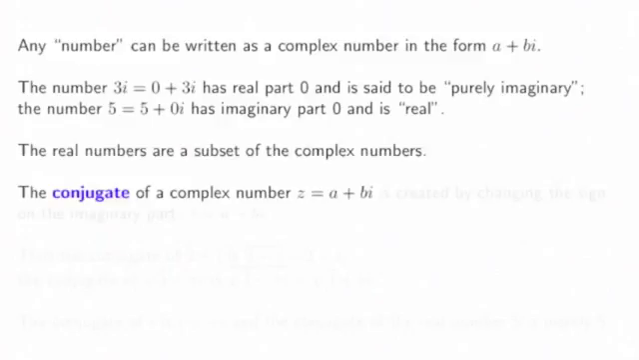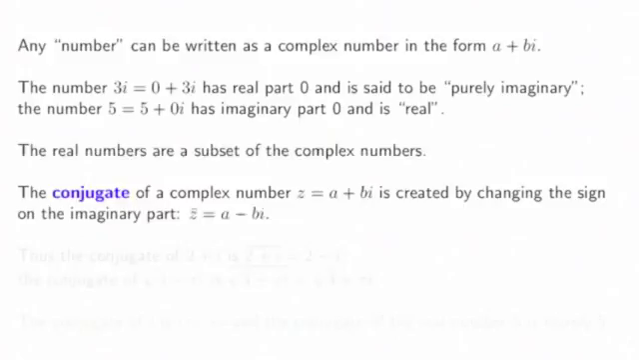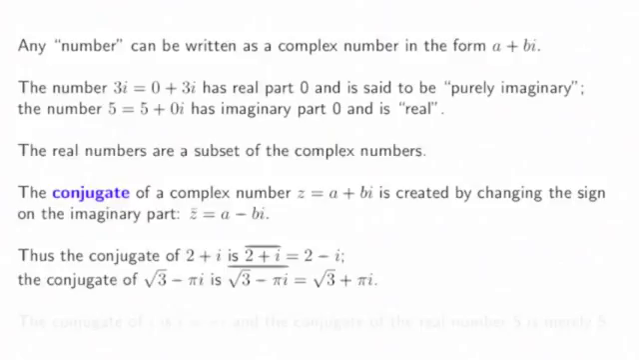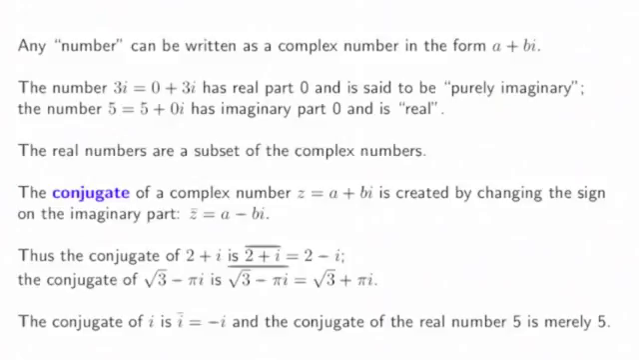The conjugate of a complex number, z equals a plus bi, is created by changing the sign on the imaginary part, getting z bar, which is a minus bi. Thus the conjugate of 2 plus i is 2 minus i. The conjugate of the square root of 3 minus pi i is the square root of 3 plus pi i. And the conjugate of i is just minus i. The conjugate of the real number 5 is merely 5. The conjugate of any real number is just the real number itself.